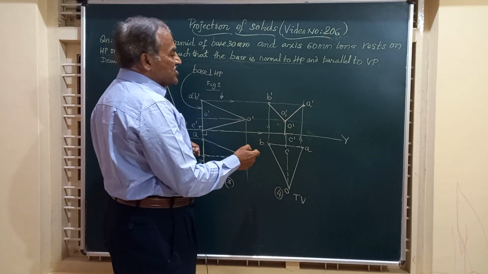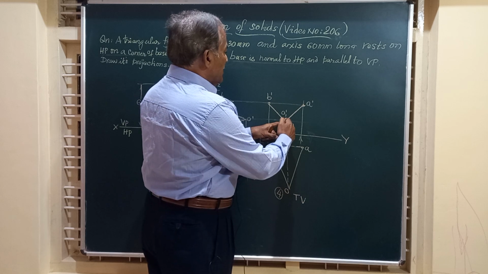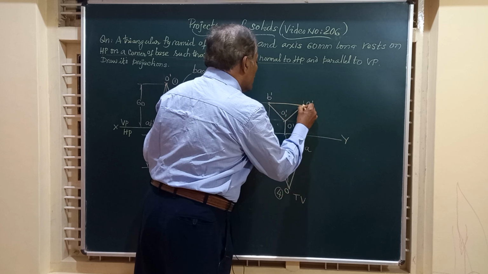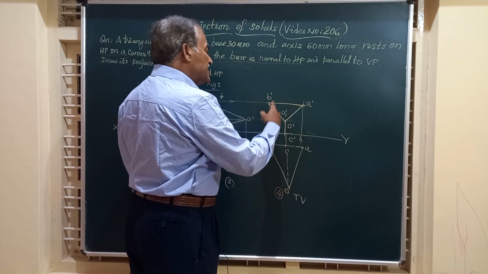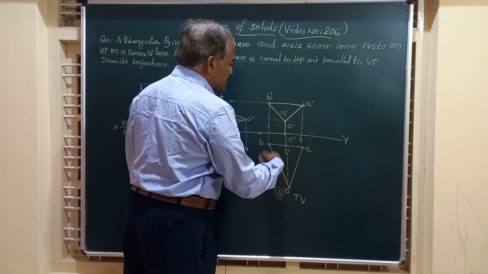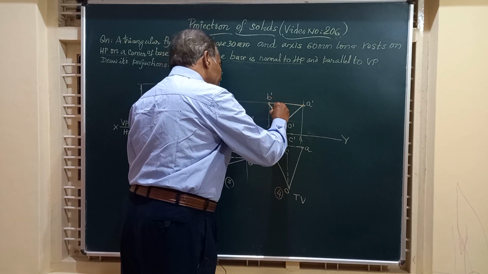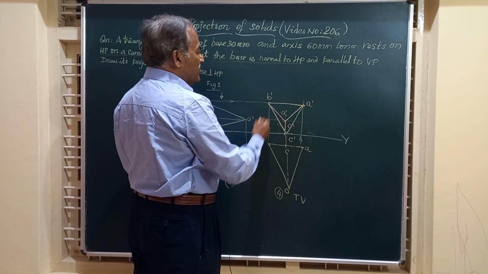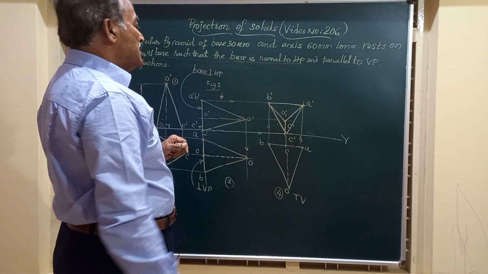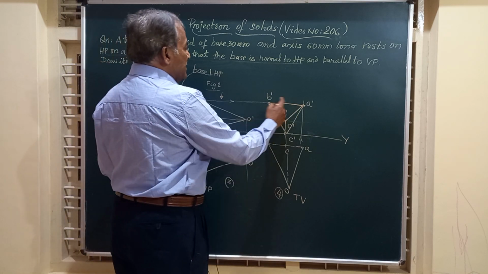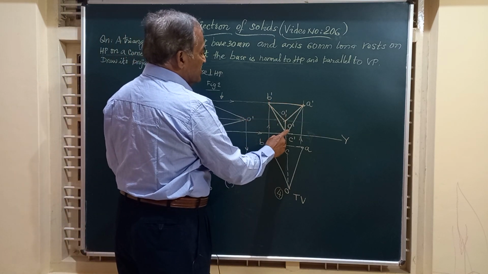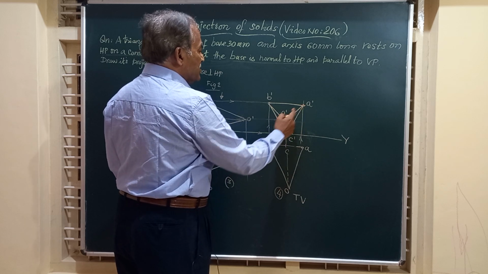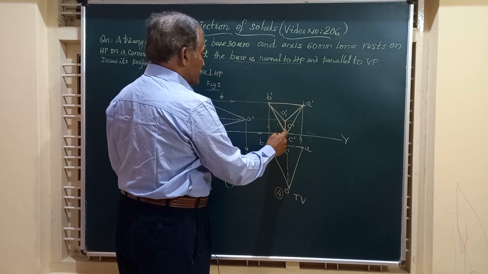And when you join these corners, A to B, B to C, let's see what you get. So A dash B dash is one of the edges of the bottom face, that is the base of the solid. B dash C dash is the other edge, A dash C dash is the other edge. Friend, we have got all the three edges, A dash B dash, B dash C dash, C dash A dash, and all these slant edges, O dash A dash, O dash B dash, O dash C dash.